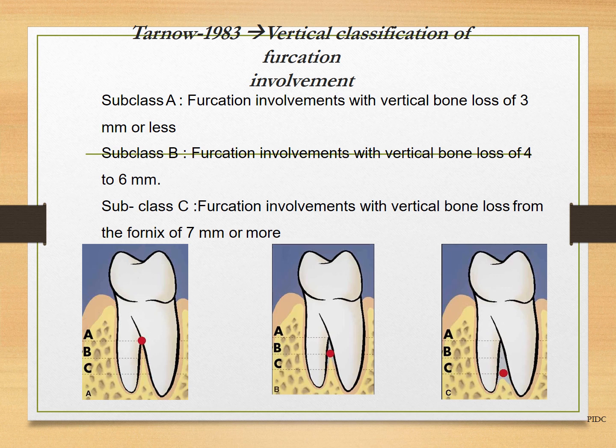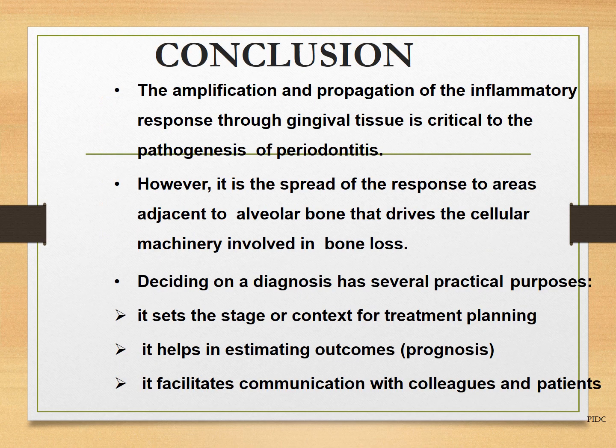So we have covered the mechanism of bone destruction and the different patterns of bone destruction, and coming to the conclusion, the amplification and propagation of the inflammatory response in gingival tissues is critical to the pathogenesis of periodontitis. However, it is the spread of the response to areas adjacent to the alveolar bone that drives the cellular machinery involved in bone loss. Deciding on a diagnosis has several practical purposes. It sets the context for treatment planning. It helps in estimating outcomes, mainly in defining the prognosis, and it also facilitates communication with colleagues and patients.